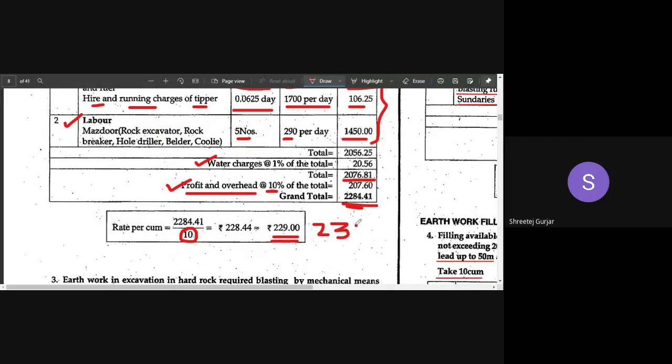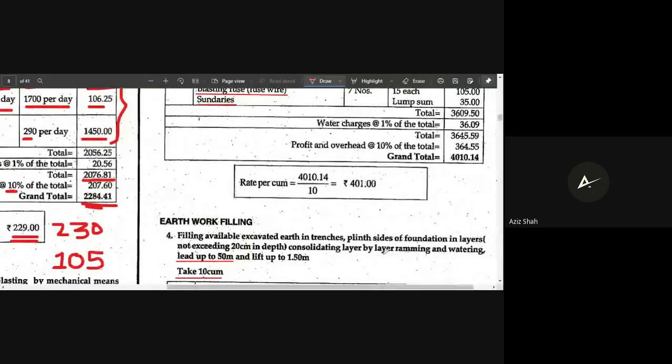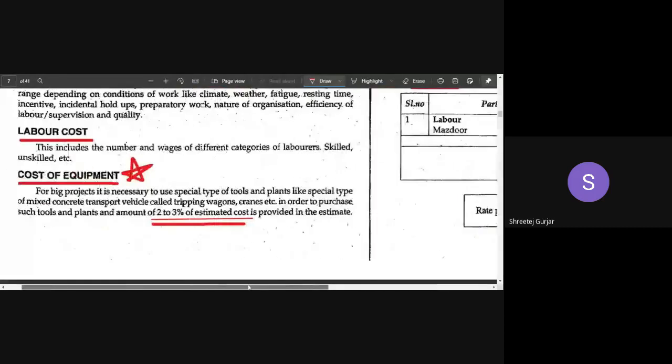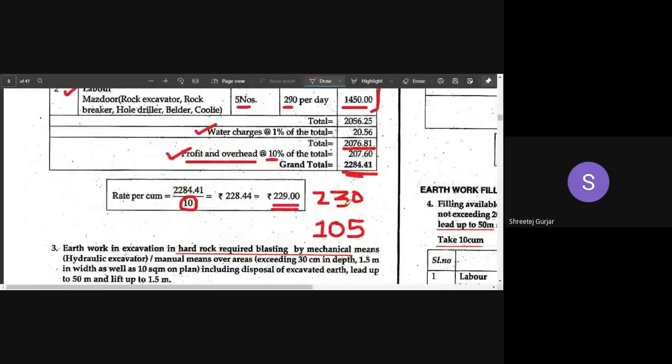And if you do it by manual labor, what was the rate? Can you recall for manual labor for the same quantity of work? How much was it? 390. 105, 105, you see, correct? So you can see which will cost you more. Your hydraulic excavator will cost you more, no? And this manual labor will cost you less, correct? Hydraulic excavator is rupees 230 per cubic meter, and manual labor is costing you much less, rupees 105 per cubic meter.